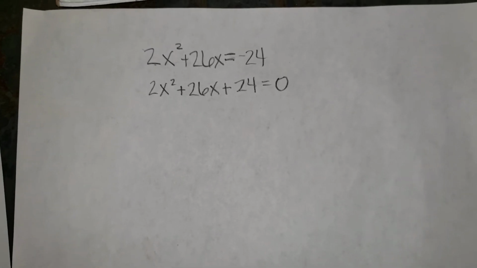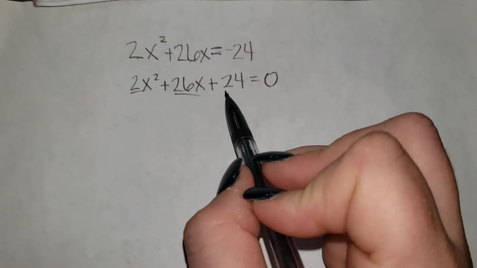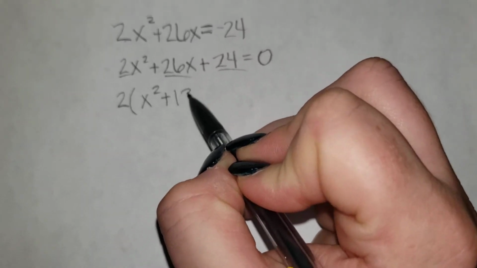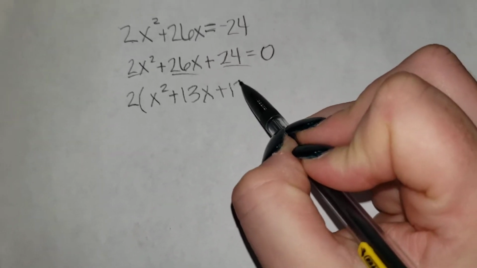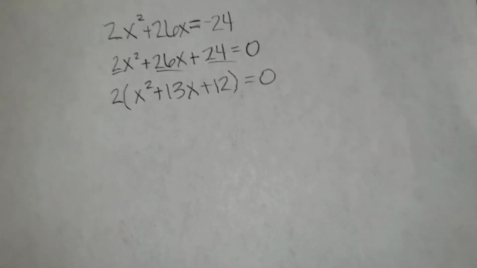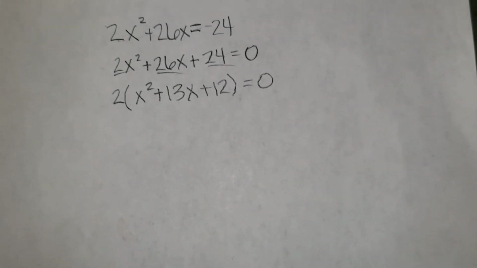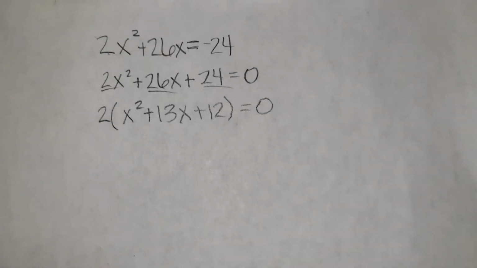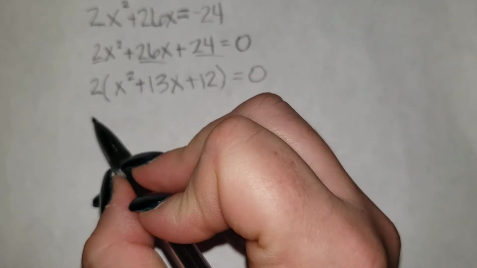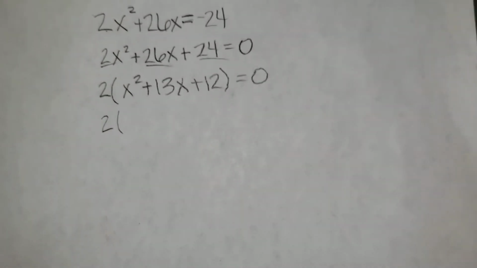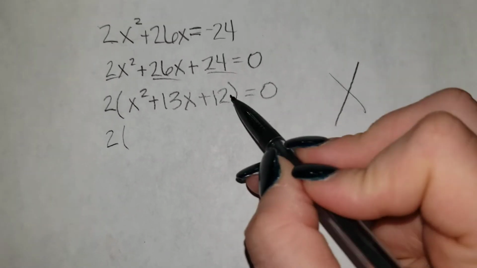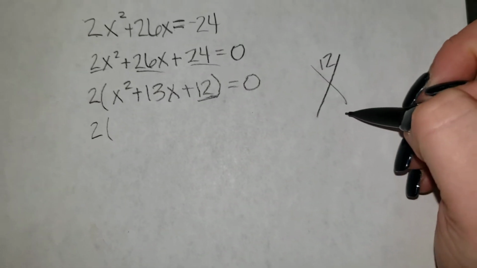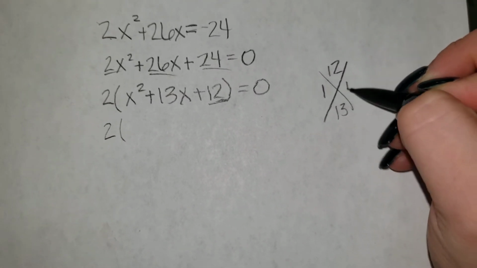And then again, they all share a 2. So the greatest common factor here is a 2. So now it looks like I have 2 times all of this. Now I'm going to do it a little different this time just in case when I divide it by 2 on both sides it messed you up. So I'm going to go ahead and leave that there. I'm going to come off to the side and say what two things multiply to make 12 and add to make 13. Obviously it's going to be a 1 and a 12.